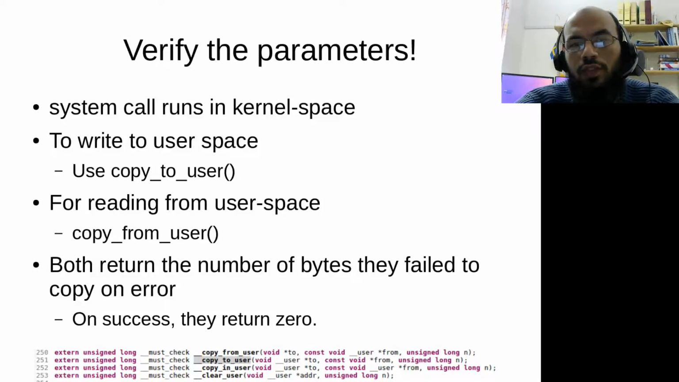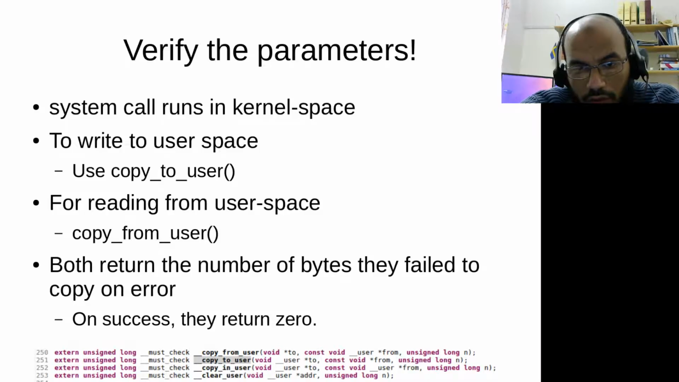So a system call runs in kernel space, and you need to make sure that the submitted user parameters are correct. And Linux provides you with some mechanisms to actually help you with this process. One of them is that if you want to write to user space from kernel space, you use the copy_to_user function. That is defined over here, for example.